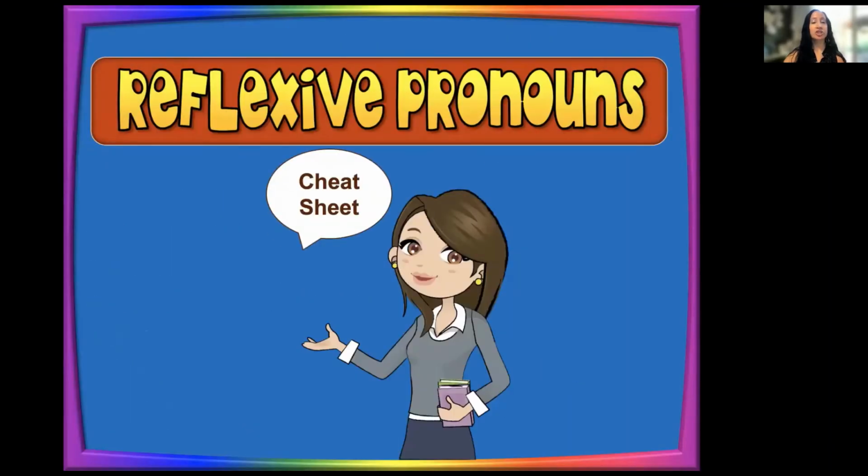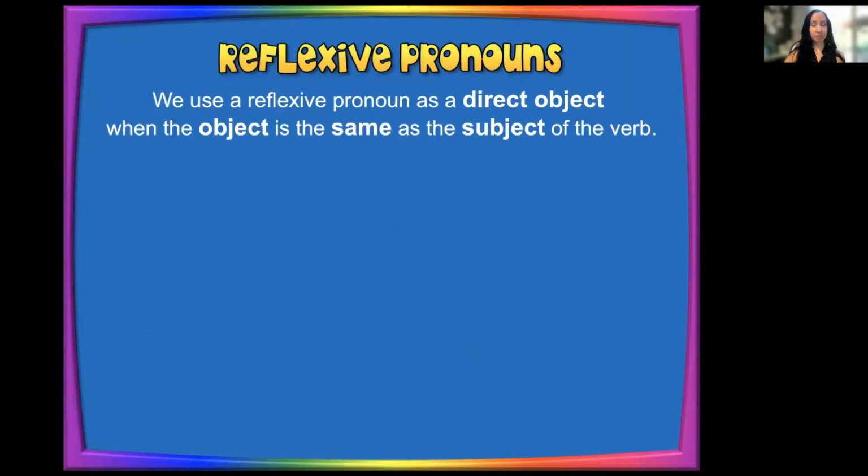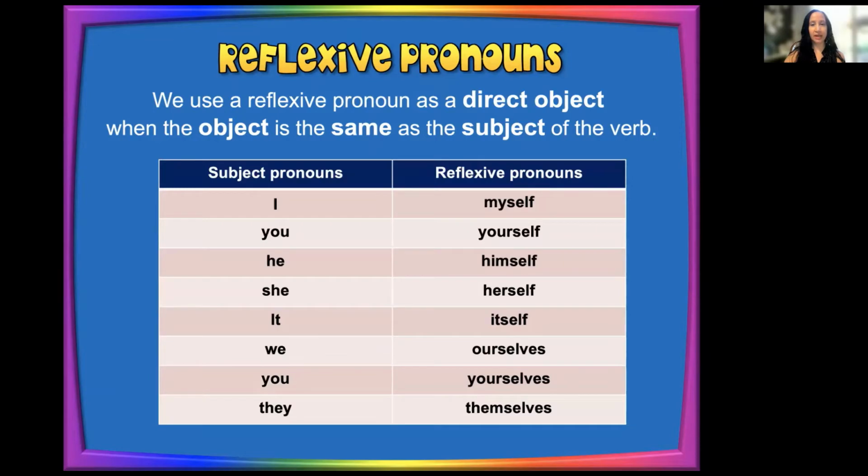I'd like to give you a cheat sheet. Why? Because to help you, you can just take a snapshot or print it out and study. Now, what are reflexive pronouns? Help me read this. We use a reflexive pronoun as a direct object when the object is the same as the subject of the verb. Why? For the sentence to make sense. Okay, this is a cheat sheet. I is myself, you yourself, etc.